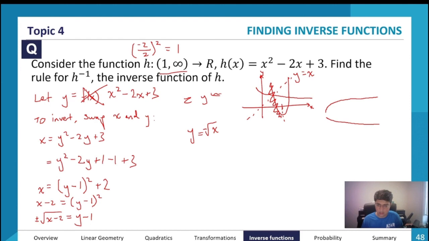But notice we're not taking the negative branch of the original graph here. We're not taking this branch here, we're taking this branch here, from going from 1 all the way to infinity. So that means we want to take the positive branch, which is this.